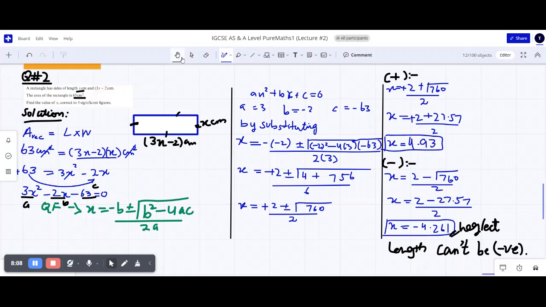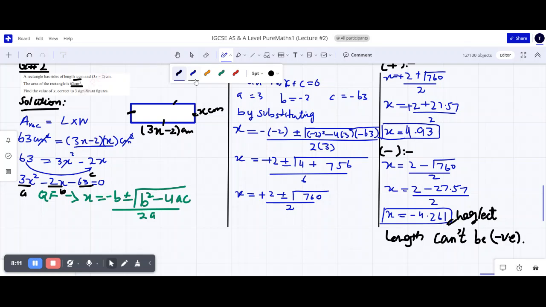So now it means that the x value we got, x is equal to 4.93, and they were saying you have to write down three significant figures. So 4, 9 and 3, all of them are significant.